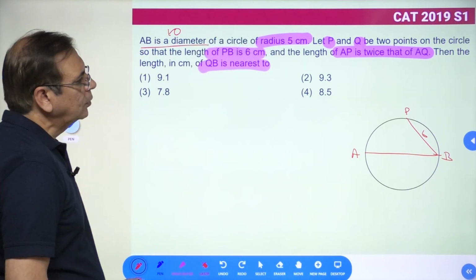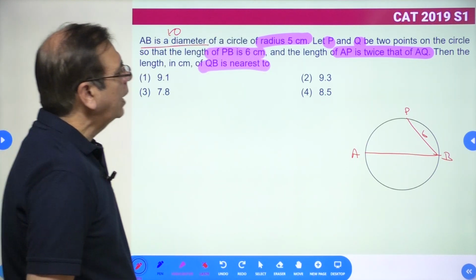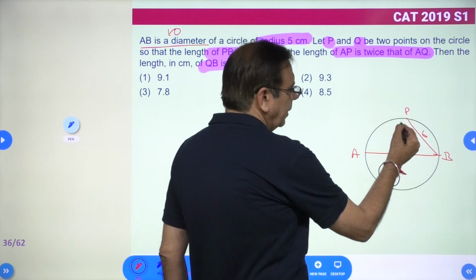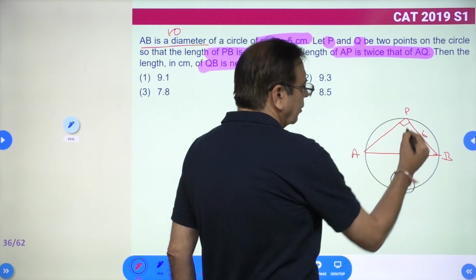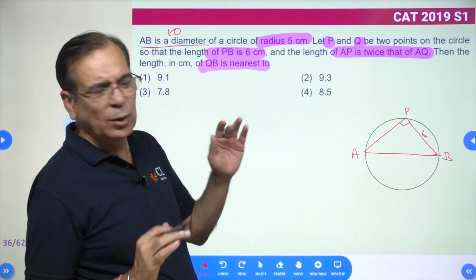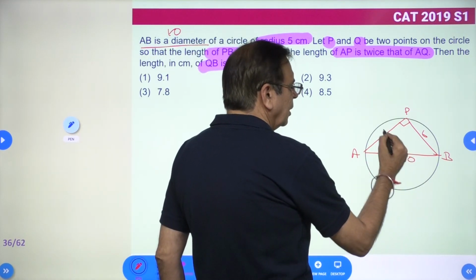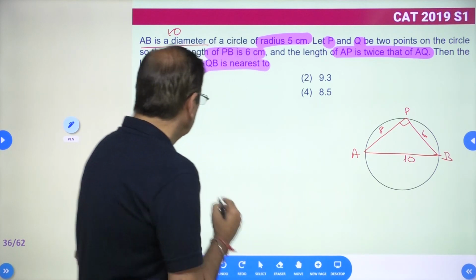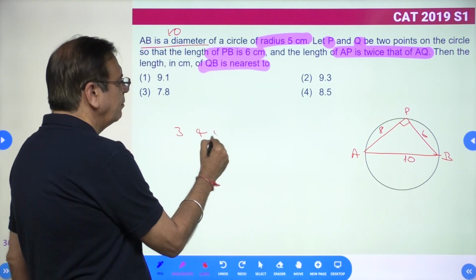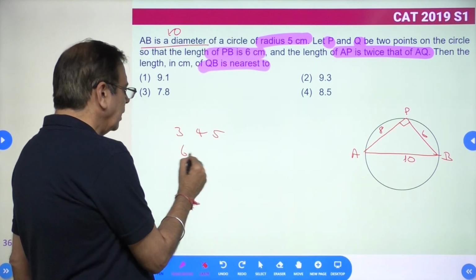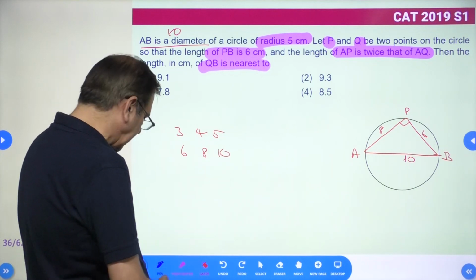Okay, and length of AP is twice that of AQ. What is length of AP? Angle in a semicircle is a right angle. We all know this, okay. Now this is 6 and this is 10. So this will be 8. Why? If 3, 4, 5 is a right angle triangle, 6, 8, 10 will also be a right angle triangle.